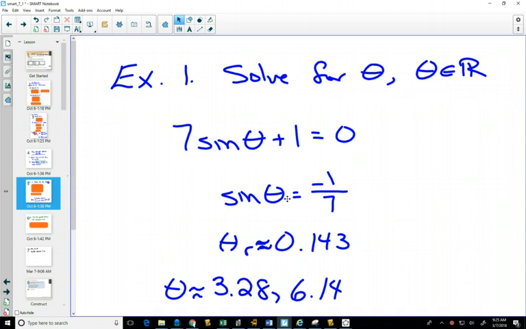That's step 1 in a general solution, solving it like normal. We just solved between 0 and 2 pi, just like our warm-up. This would be a calculator question because 1/7 is not on our unit circle.